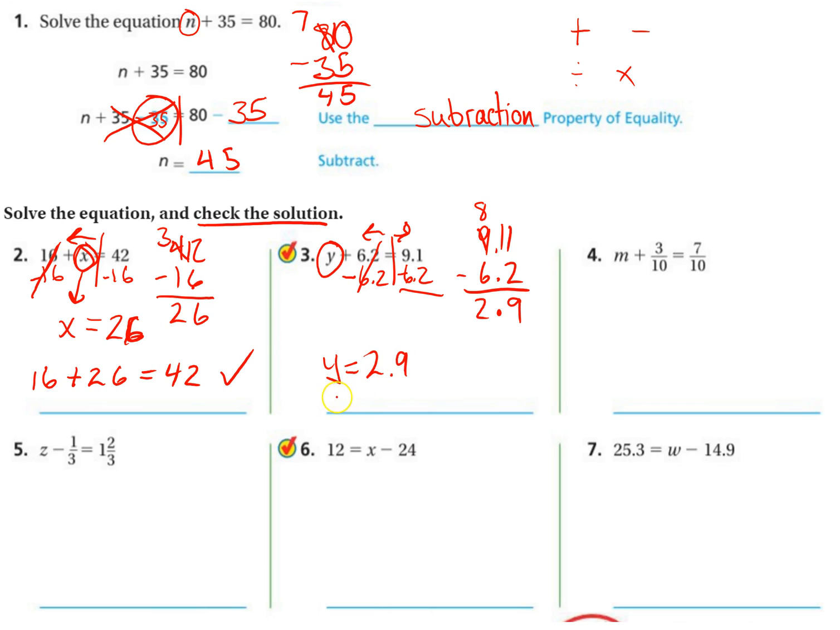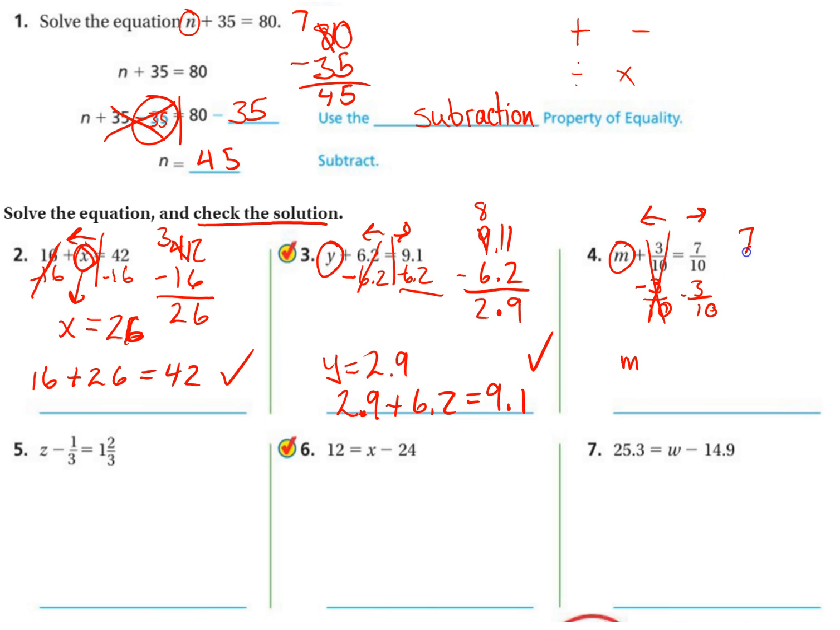And then I check it. I plug it in. 2.9 for y plus 6.2, what I started with, does in fact equal 9.1. So this checks out. Okay, on to number 4. Same thing, I want to get the m by itself. So I have a positive 3/10, so I do the opposite of addition, which is subtraction. That will cancel that out, subtract it all away. But if I subtract it away from the left side, I have to also subtract it away from the right side.